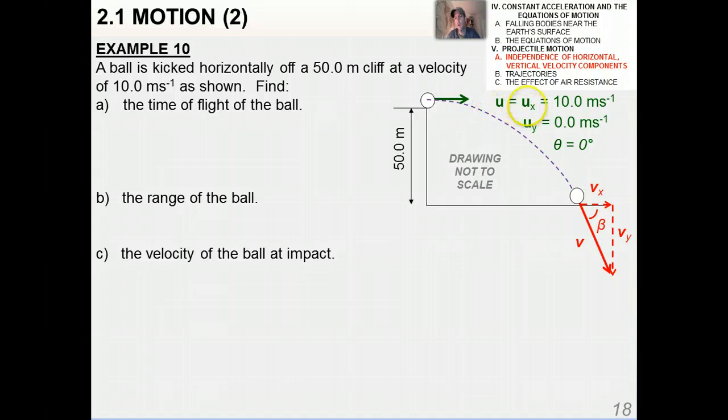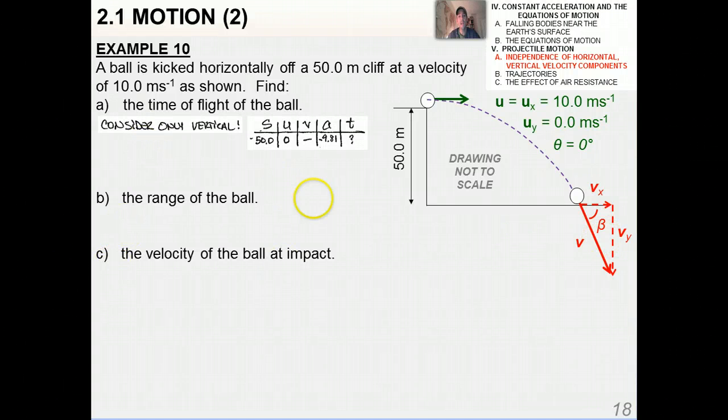Because the ball is initially shot horizontally, the initial velocity vector is just u sub x, which is 10 meters per second. u sub y is 0, and theta is 0. There's no angle to it. Now I've already broken up my final velocity into x and y components, and I'm calling this angle beta. So I have it all set up for me to solve, especially part C of the problem.